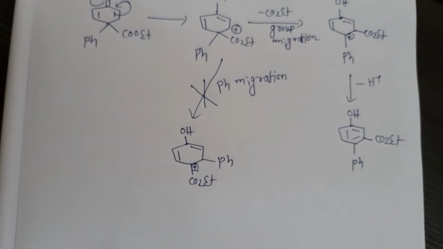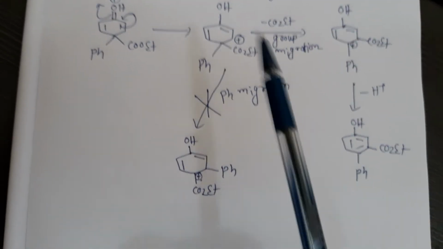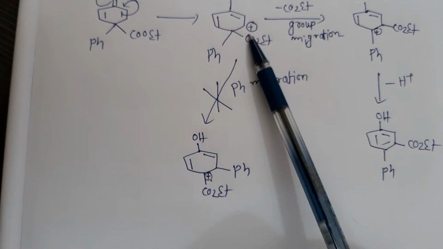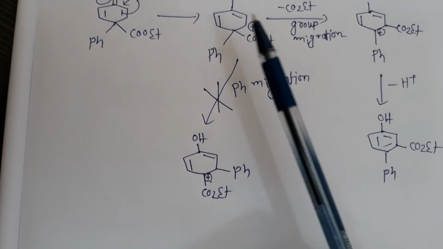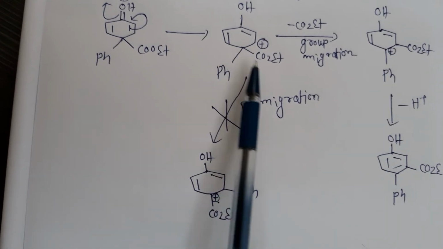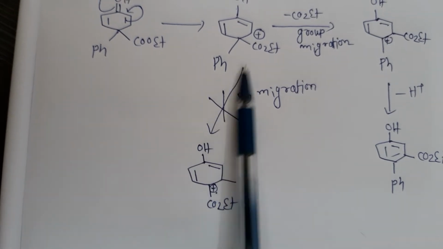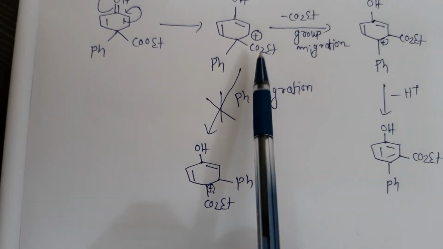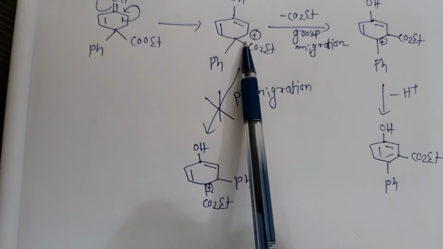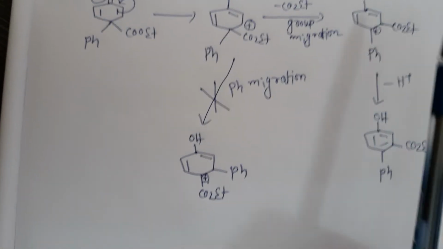So the migration ability does not only depend on the electron donating power of the group, but it also depends on the stability of the carbocation after migration.